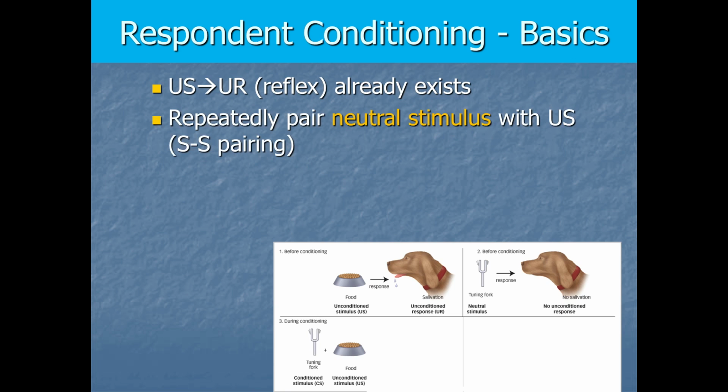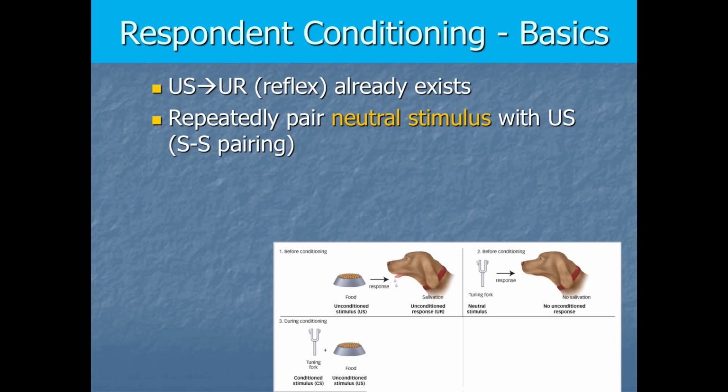So he realized the dogs might have learned that the technician always came at the same time as the food, or right before the food. A sort of warning signal or predictive signal that food was about to show up. So to test this systematically, he would take a neutral stimulus, like some sound that meant nothing to the dogs, the sound of a tuning fork or the sound of a metronome, and he would repeatedly pair that sound with the food when he fed those dogs.